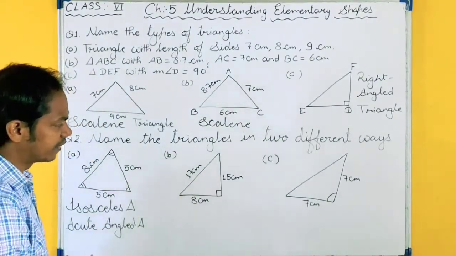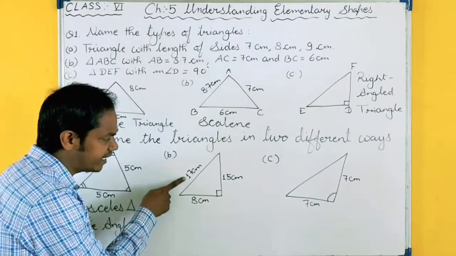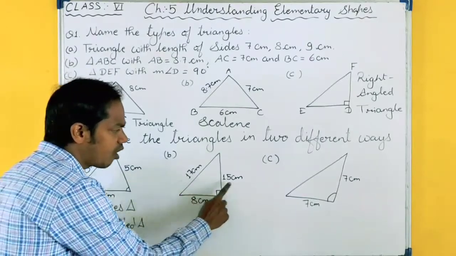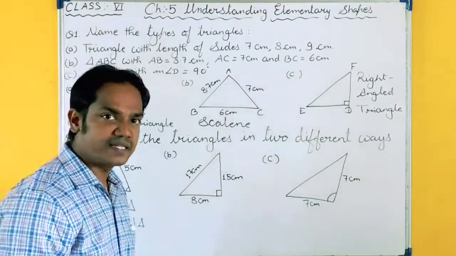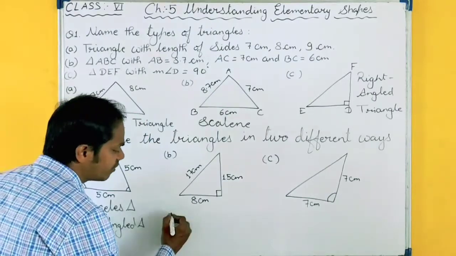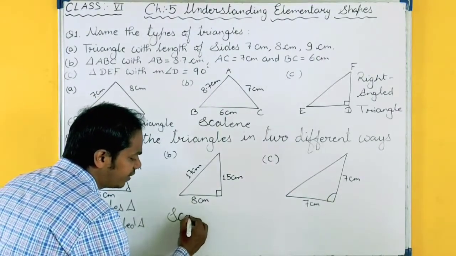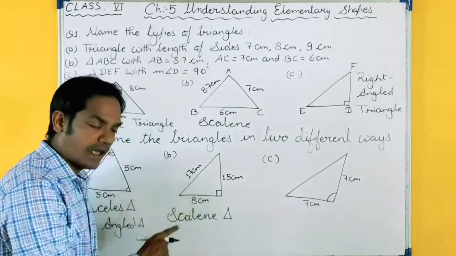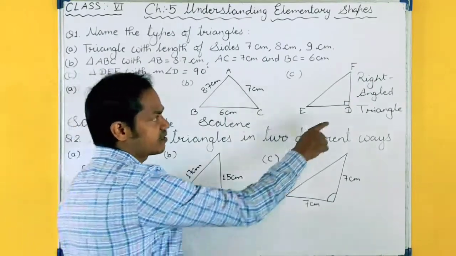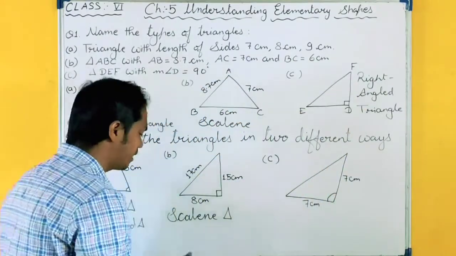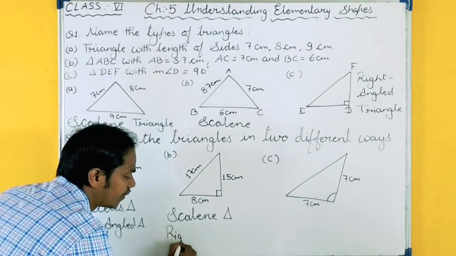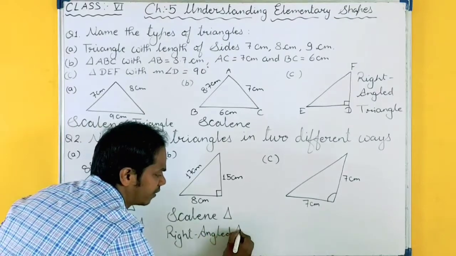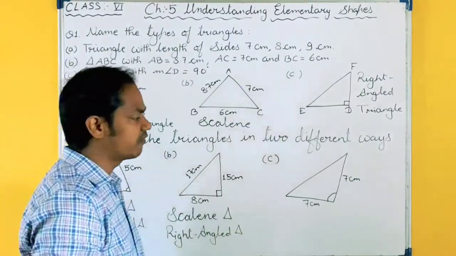Now come to question number B. In question number B, the sides are 17 centimeter, 15 centimeter and 8 centimeter. So according to sides, all three sides are different. When all three sides are different, it becomes a scalene triangle. And according to angle, you can see that a 90 degree angle is there. Just now I explained that whenever 90 degree is there, it is called a right angled triangle. So these are the two ways by which we are giving the name.